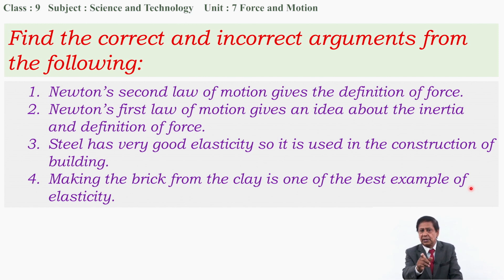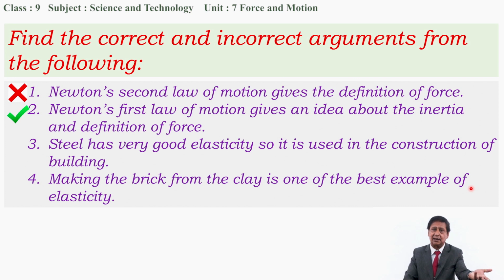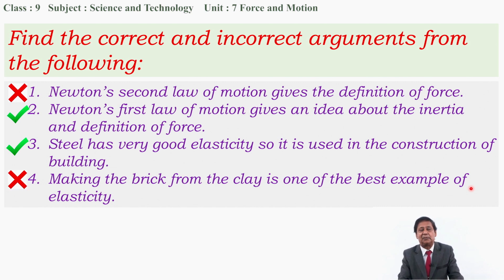Newton's second law of motion gives the definition of force. No. The first law gives the definition of force. Now, Newton's first law of motion gives the idea about inertia, yes, and the definition of force. Yes, this is a correct argument. Now third, steel has very good elasticity, so it is used in the construction of buildings. Yes, this is correct. Making bricks from clay is one of the best examples of elasticity. Is it? No, this is the best example of plasticity. That's why this is incorrect.